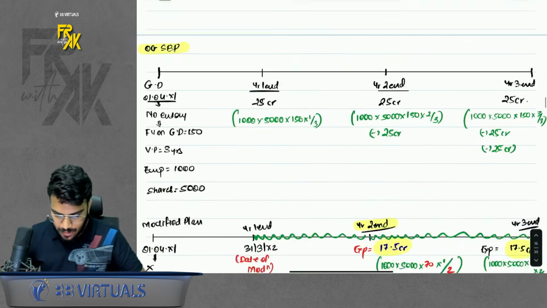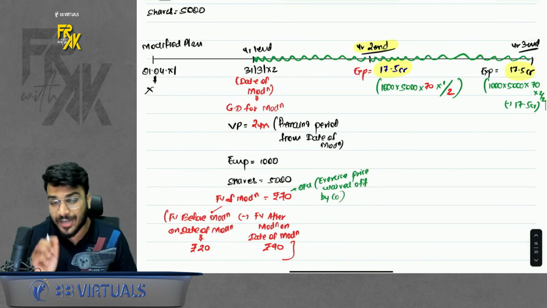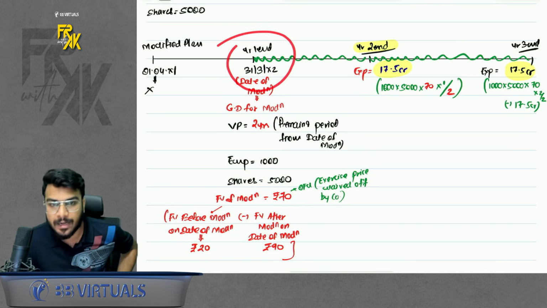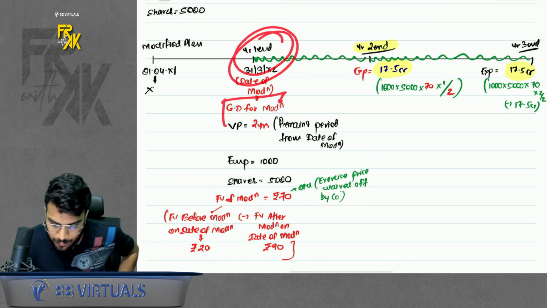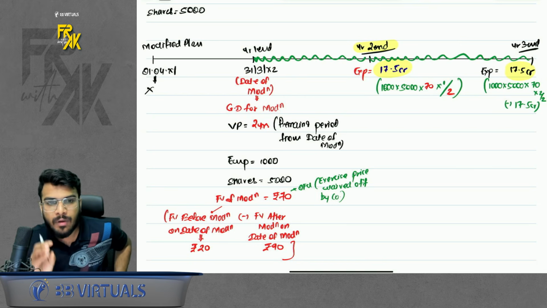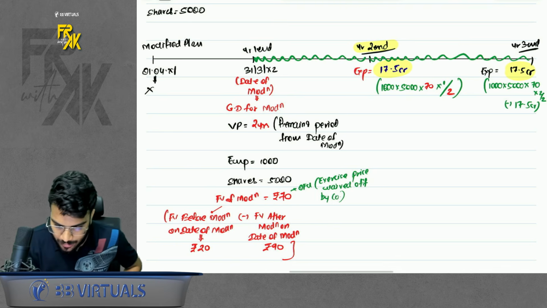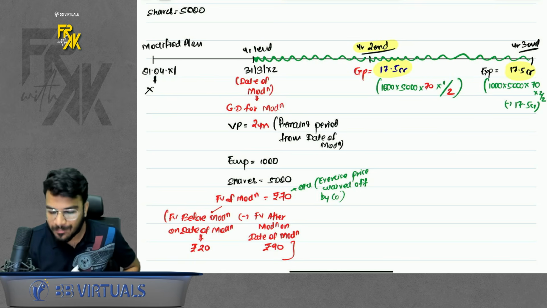So how will you treat this? So this was my original plan first. I booked the expense over 3 years. Then modification happened not on first day. It happened on year 1 end. So this date becomes the grant date for modification. Okay, so treat it like a separate plan. Treat it like a plan you have announced for your employees, where you are giving the benefit of 70 rupees. Okay, so on year 1 end you announce the modification.